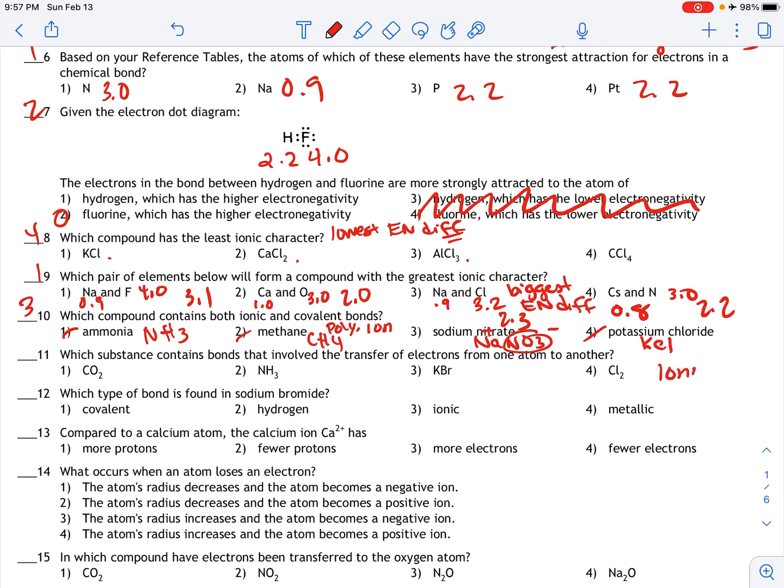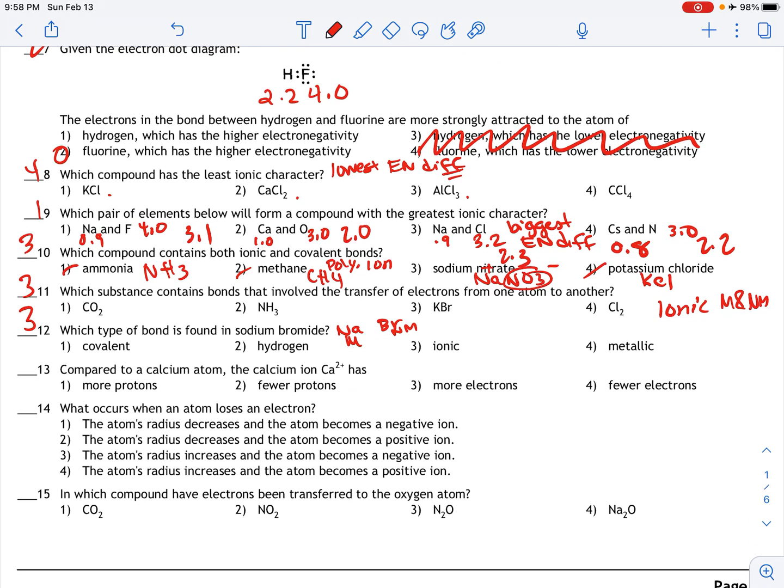Which substance contains bonds that involve a transfer of electrons? It's ionic, which is metal and nonmetal. So the only one with a metal and nonmetal is choice 3. Which type of bond is found in sodium bromide? Sodium and bromine. This is a metal and this is a nonmetal. So that's ionic bonding.